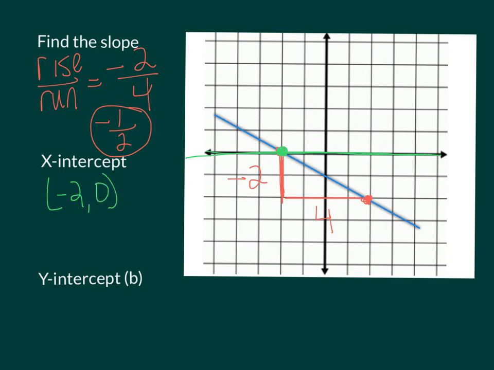Now my y-intercept, where does the line cross my y-axis? Okay, and it crosses right here. So again, this is also labeled with the letter B. So that is (0, -1), or -1. Okay, and that's it.